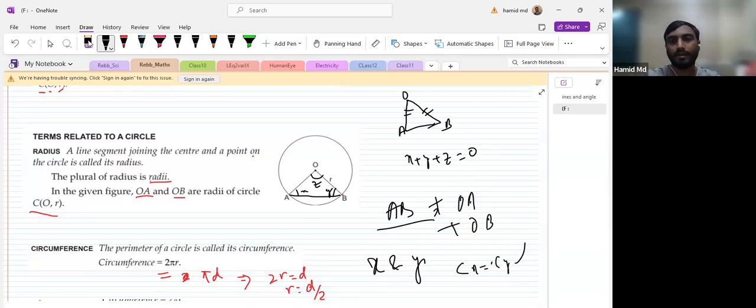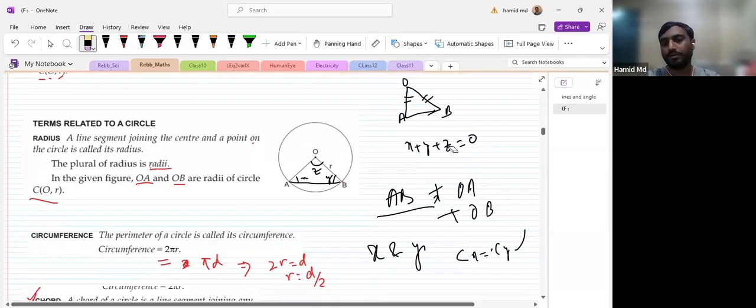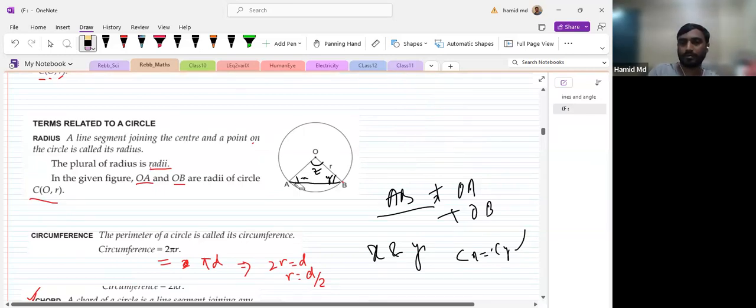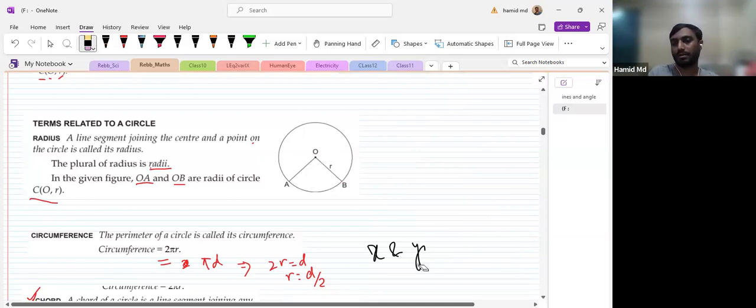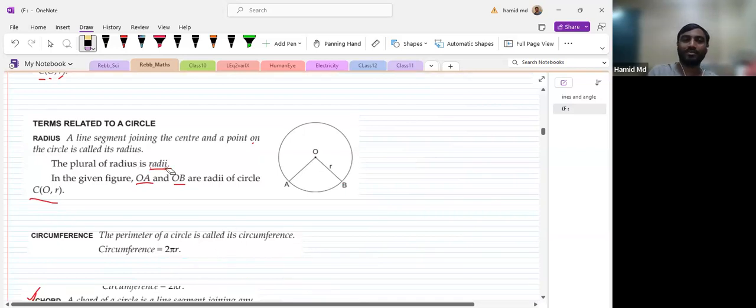Did I add any knowledge to your existing knowledge? Yes, that any radius will be equal to the other radius as well. That's why it is an equilateral triangle. No, only two sides are equal. So it's not equilateral.